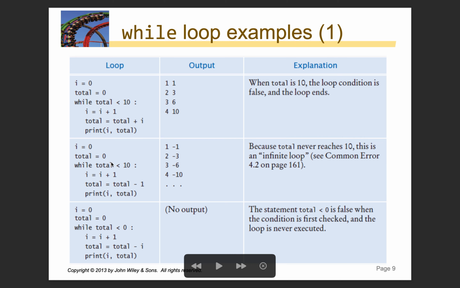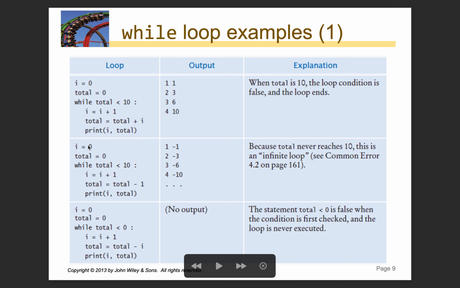Okay, if we look at the second row, it seems to look like a very similar program. I is 0, total is 0, while total is less than 10, I equals I plus 1, but this line here has changed. Total equals total minus 1, so we're no longer adding on our I value, we're taking away 1.